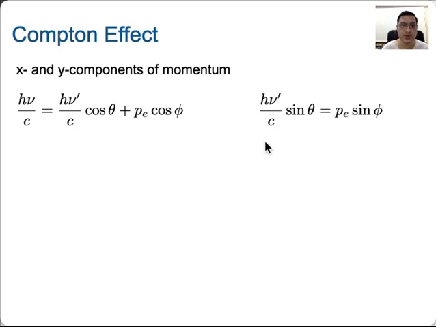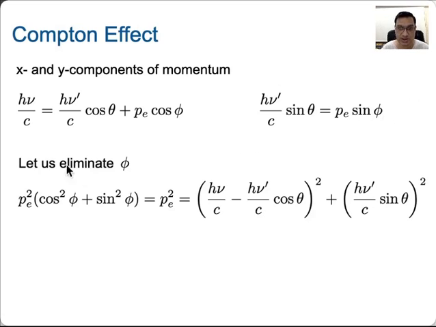Now the first thing we can do is try to eliminate cos phi and sine phi. So let's eliminate the phi variable by squaring and adding. Here I have squared it: p squared cosine squared phi plus p squared sine squared phi. This is quantity 1. And here I have transferred this quantity to this side: (h nu divided by c minus h nu prime divided by c cosine theta) whole squared plus (h nu prime divided by c sine theta) whole squared.